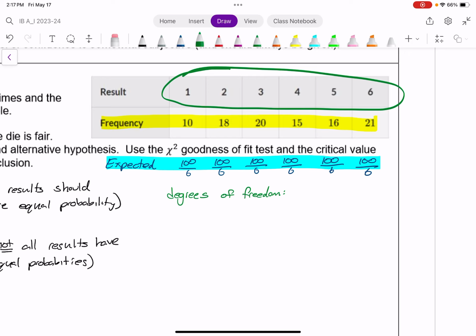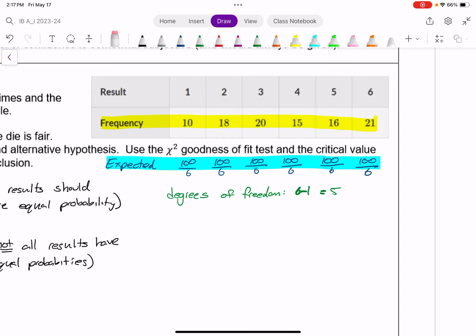The degrees of freedom is 6 minus 1, which equals 5. You'll have to tell the calculator what your degrees of freedom are. Once you do that, you should get 2 statistics we're really interested in: the chi-squared, which is approximately 4.76, and the p-value, which is approximately 0.446.